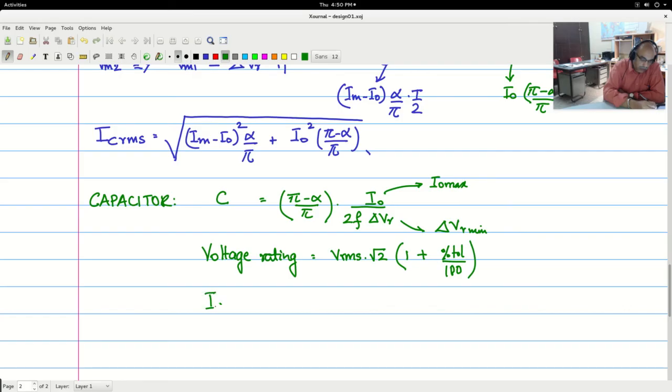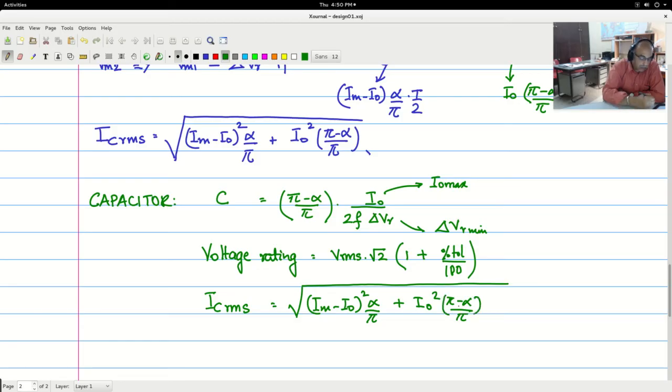Of course, you also have the IC RMS rating, as we just now saw, (Im minus I naught) whole square alpha by pi plus I naught square (pi minus alpha) by pi. So this would be the RMS value. So with this, you can say the make type, electrolyte type would be aluminum electrolyte. We don't normally use tantalum. So this would complete the electrical design of the capacitance.